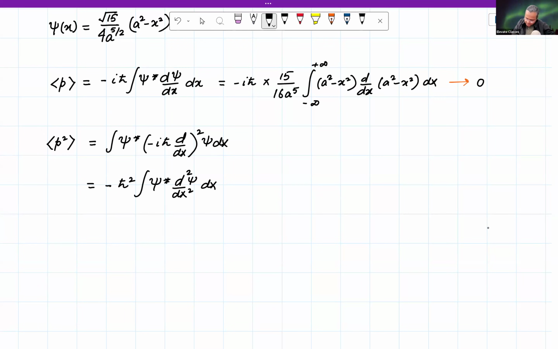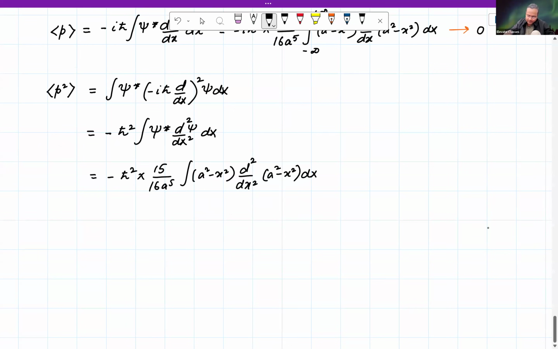And this essentially ends up becoming minus h cross square times 15 upon 16 a to the power 5, integration of a square minus x square, d2 upon dx2 of a square minus x square, with respect to x. तो इसको कैलकुलेट करने की कोशिश करते हैं. It should come out to be minus 15h cross square upon 16 a to the power 5.